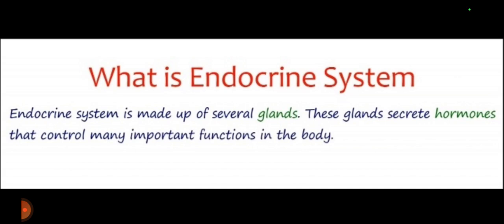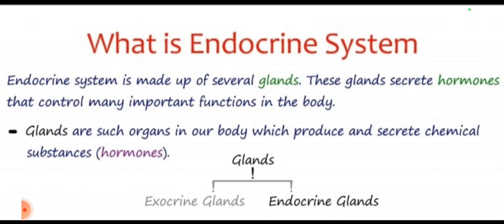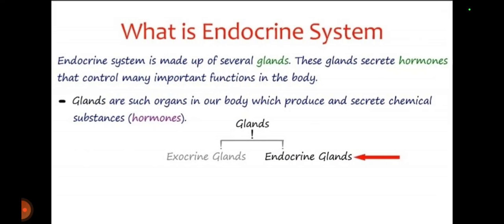Let us learn briefly about glands. Glands are organs in our body which produce and secrete some chemical substances. These chemical substances are nothing but hormones. These glands are classified into two types: endocrine glands and exocrine glands. As we are learning about endocrine glands, we are focusing on endocrine glands only.